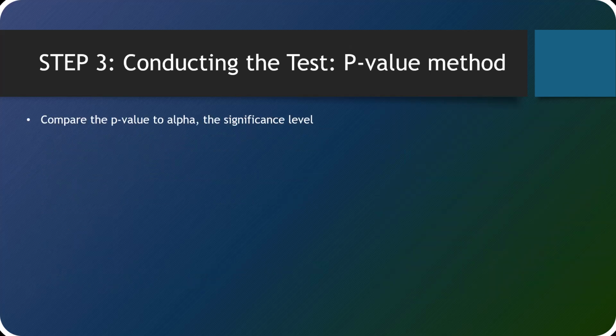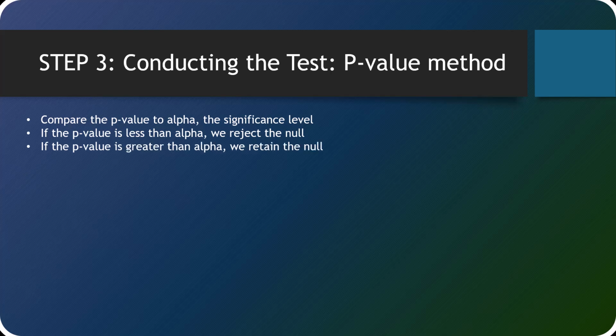So if you want to do the same thing using the p-value method, again, traditionally you would pick one or the other, not do both, but if you wanted to do the p-value method, then we have to compare our p-value to alpha, which is the significance level. And as always, if the p-value is less than alpha, we reject the null. If it's greater than alpha, we retain the null.